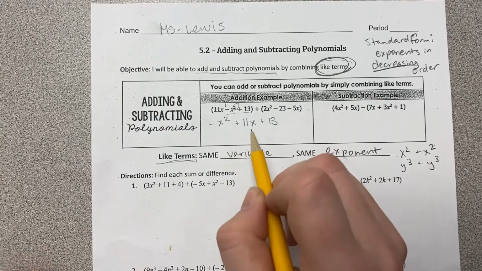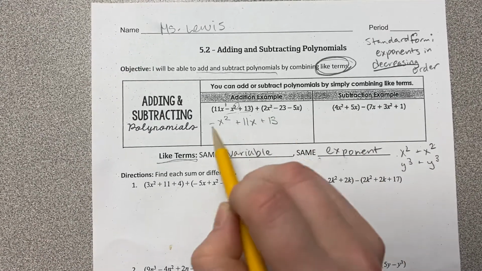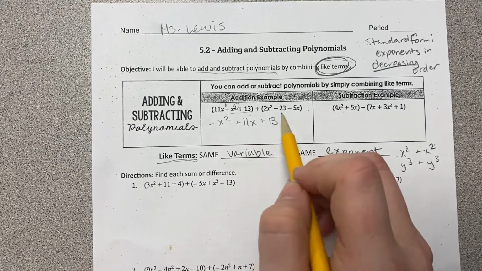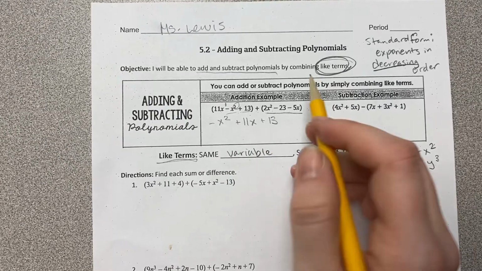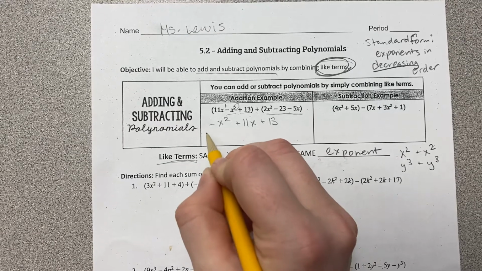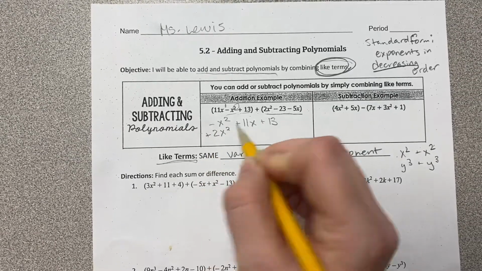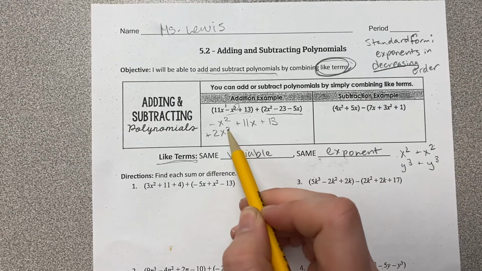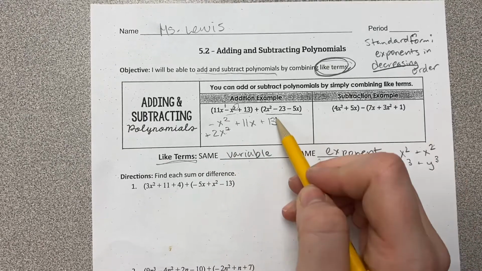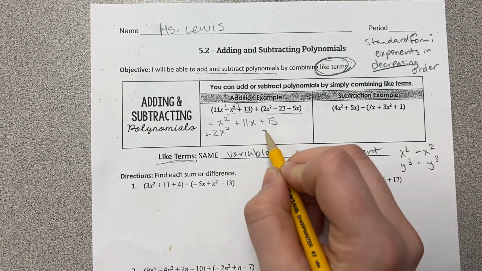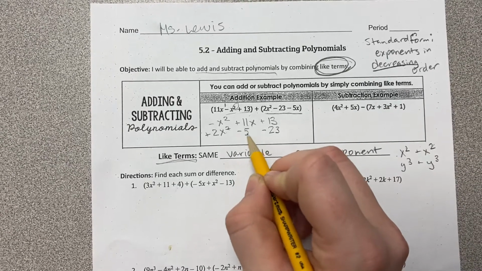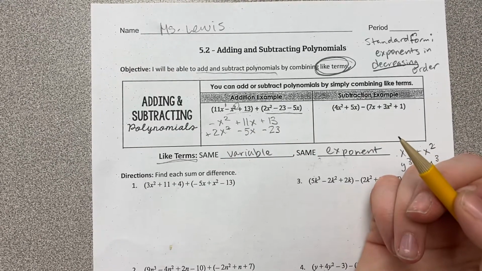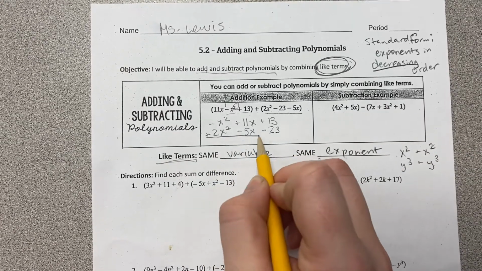Now that I have my first polynomial down, I'm going to line up the like terms right underneath my first expression. So I have a plus 2x squared. I'm going to write that directly under my other x squared. Those are like terms. Minus 23, I'm going to put right underneath my other constant. Minus 5x will go right underneath my other x to the first power.